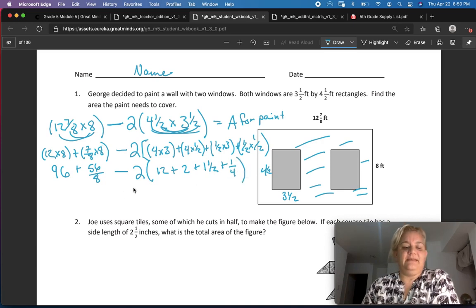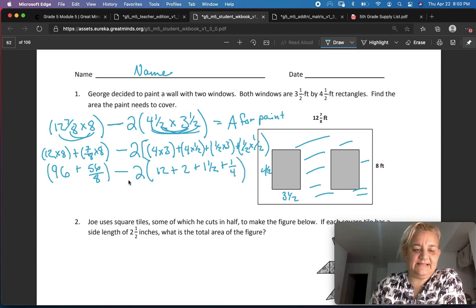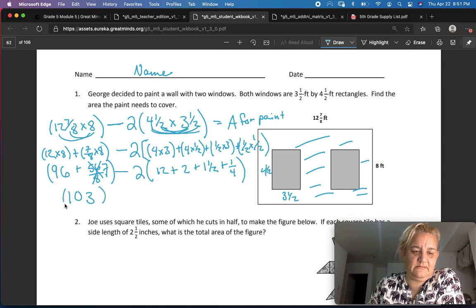Okay? Now, let's take this to the next level. 8 goes into 56 how many times? 7 times. Okay? So I'm just going to cross that out, and I'm going to put the number 7 right there. 96 plus 7 is 103. Okay, subtract, and then 2 times 12 plus 2 is 14, plus 1 is 15, plus 1/2 plus 1/4.